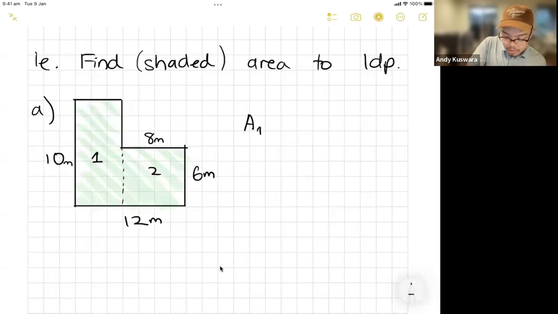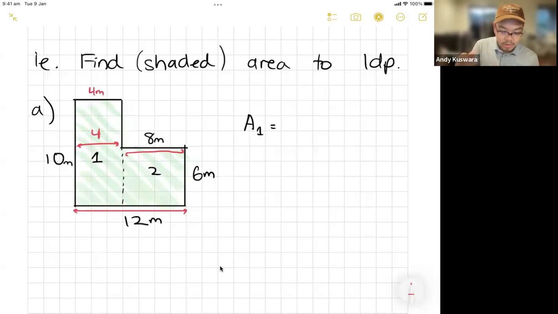If I talk about area 1, I can see that the height is 10. I'm also going to have to do a little bit of math here. This whole section here is 12. This little section here is 8. So that means this section in here must be 12 minus 8, which is 4 meters. So area 1 is a rectangle, base times height: 4 times 10 equals 40 meters squared.